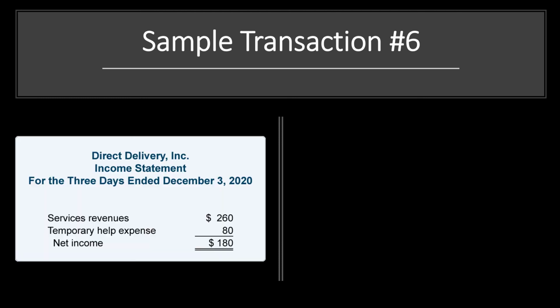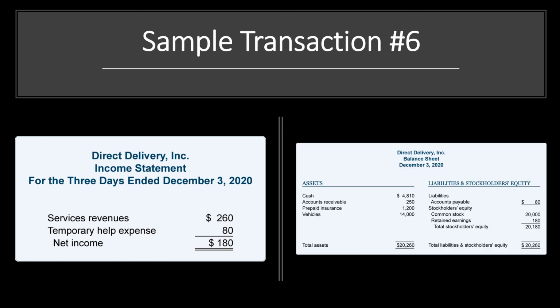Revenues and expenses appear on the income statement as shown below. After the entries through December 3rd have been recorded, the balance sheet will look like this. Notice that the year-to-date net income, the bottom line of the income statement, increased stockholders' equity by the same amount, $180.